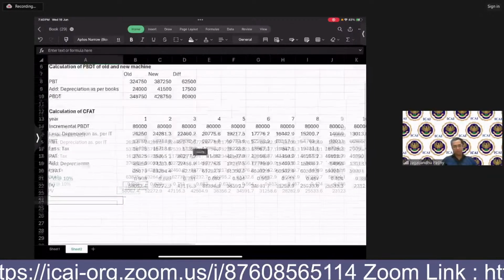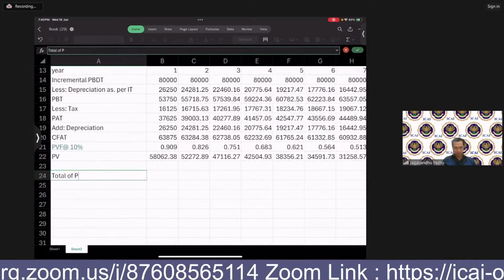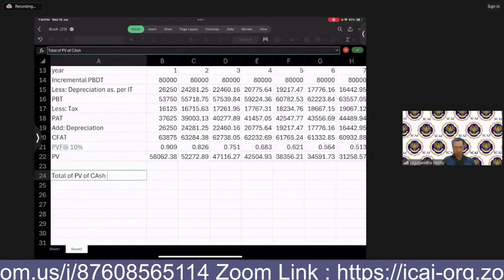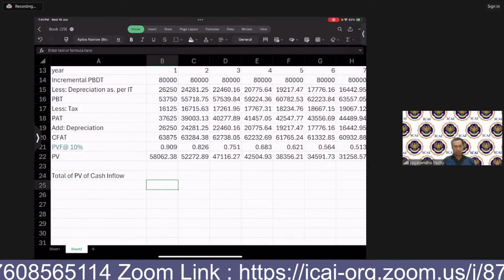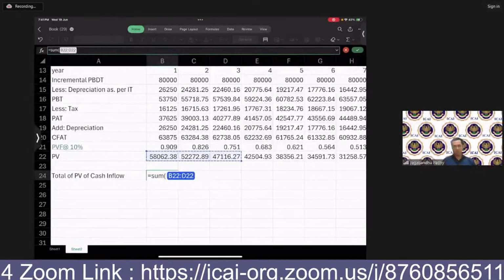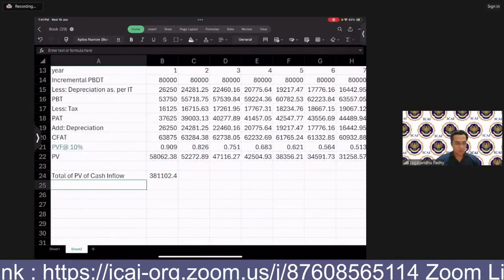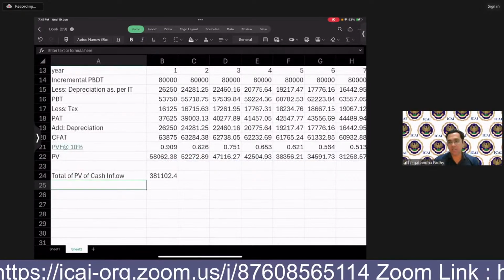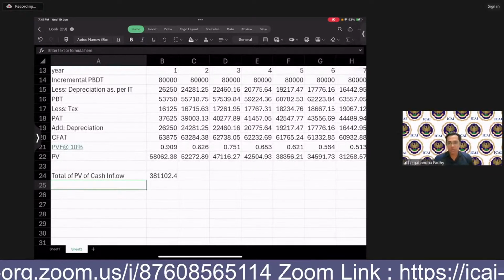So we'll say total of present value of cash inflow is simply taking the sum of all these numbers, right? So 3,81,000 is the total of all the cash inflows.